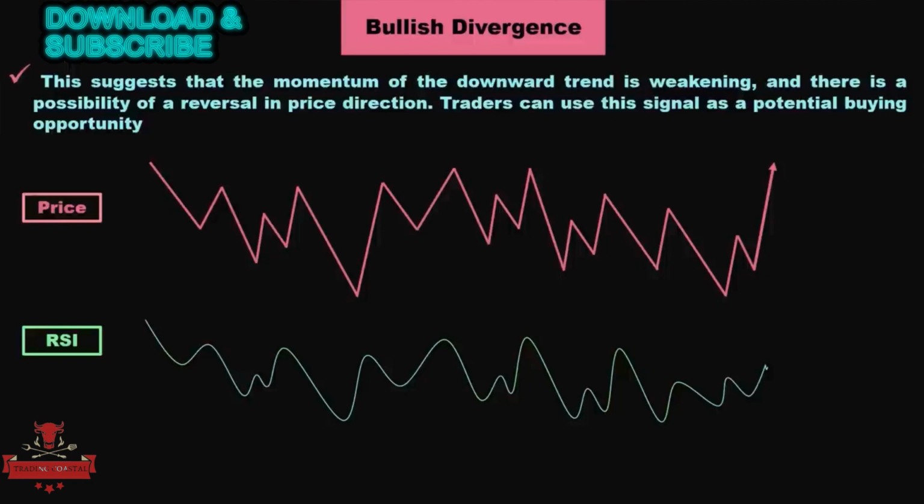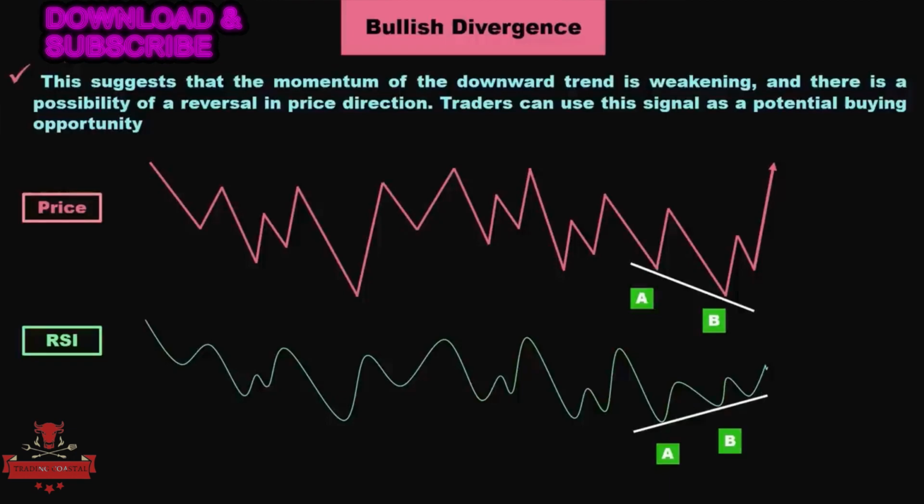For example, if we have points like A and B on the price chart, and if we draw a line between them, it is obvious that price is forming lower lows. However, when we look at the corresponding A and B points on the RSI chart and draw a line through them, we can see that the RSI is making higher lows, so this indicates a bullish divergence signal.